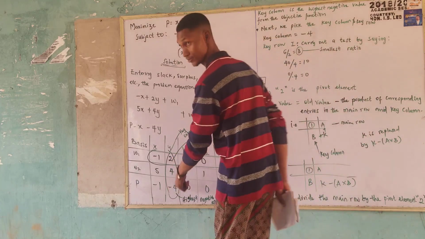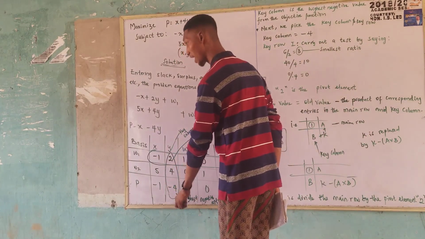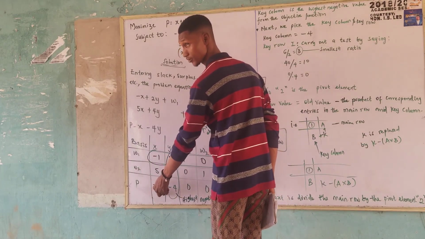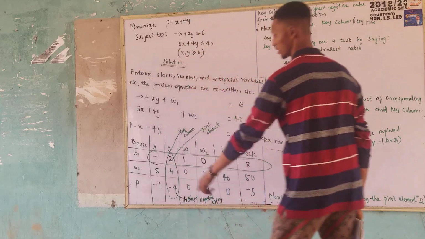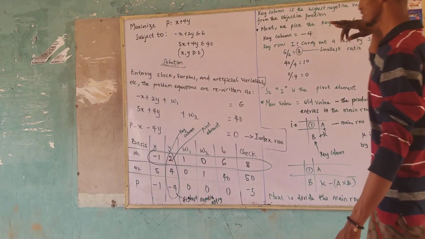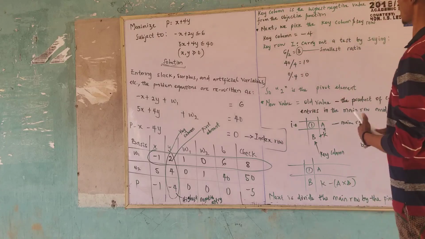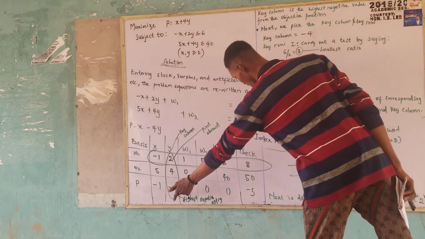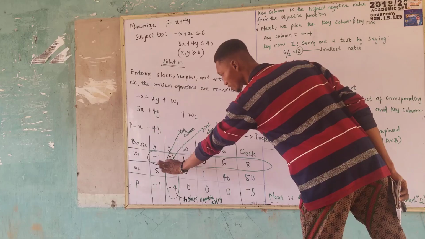Do you understand? I don't circle it from here, I circle it from what? Minus 4. I'll circle it from 4. So after getting that, next thing I do is, since I got that, how do I get my key row? Next, we pick the key column and key row. So after picking the key column, knowing the highest negative, that means it's the key column.